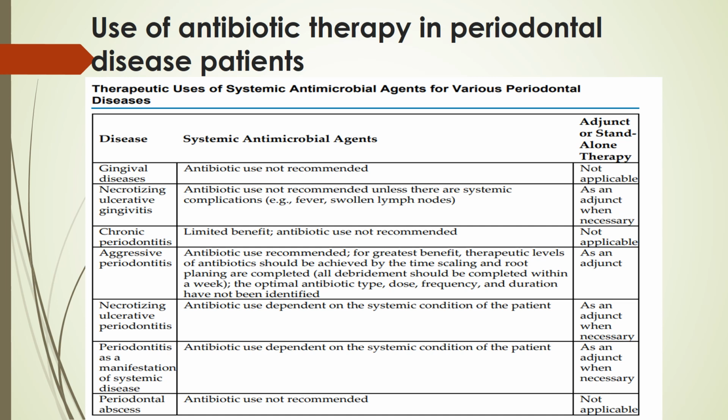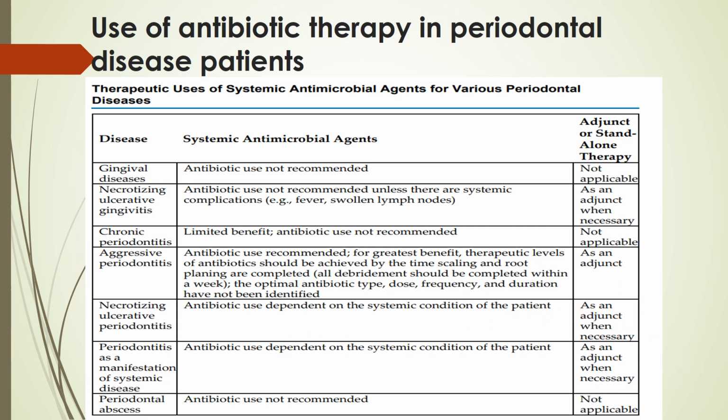Therapeutic levels of antibiotic should be achieved by the time scaling and root planing are completed. All debridement should be completed within a week, and then the optimal antibiotic type, dose, frequency, and duration should be identified. So it's an adjunct to the therapy. Coming to necrotizing ulcerative periodontitis, antibiotic use depends on the systemic condition of the patient, so it is always an adjunct when necessary.